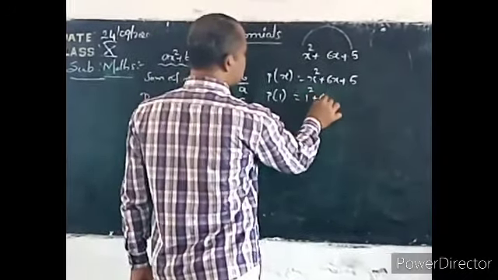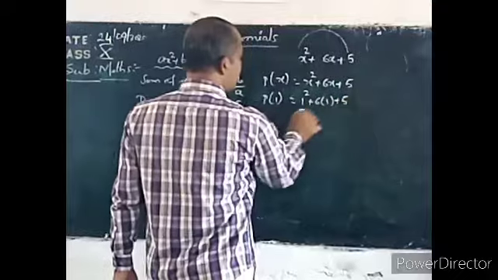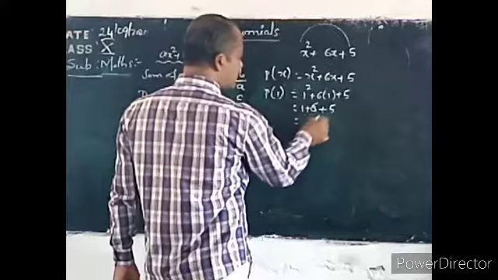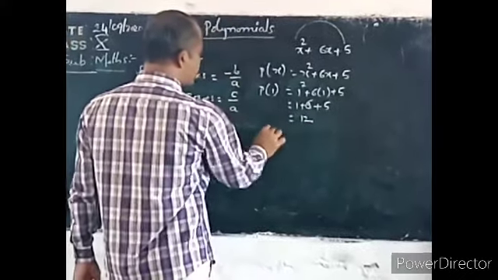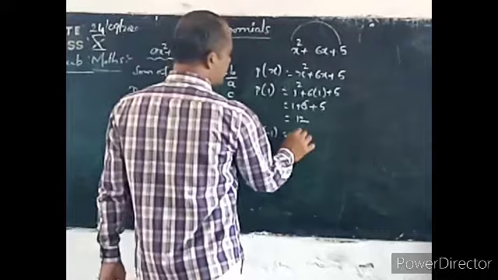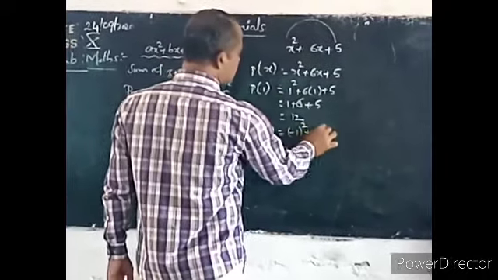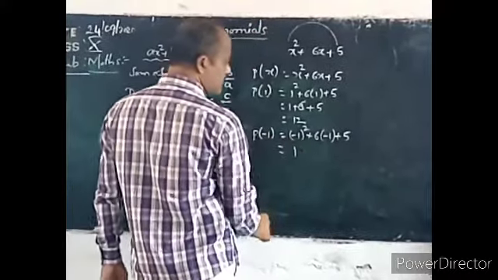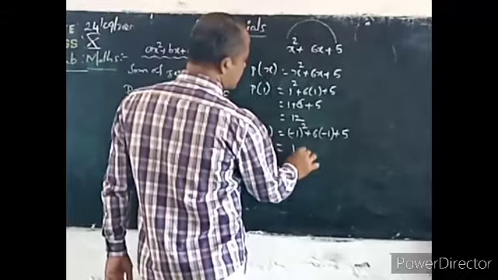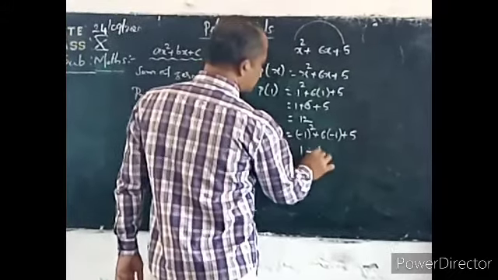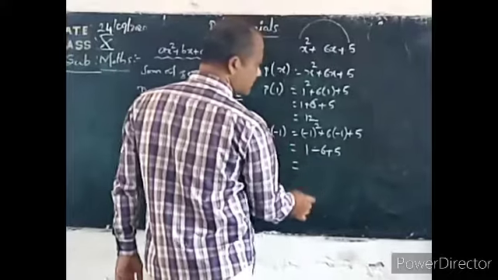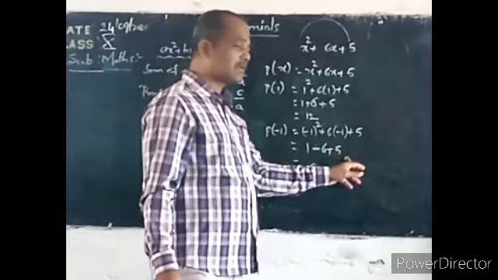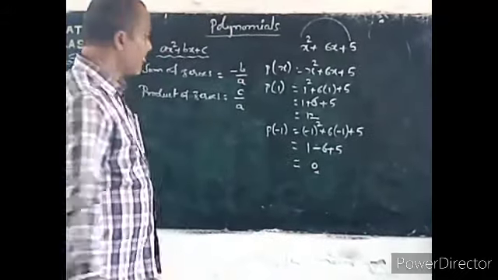1 square plus 6 into 1 plus 5. 1 square is 1, 6 into 1 is 6, plus 5. The total is how much? 12. Next, p of minus 1. How much? Minus 1 square plus 6 into minus 1 plus 5. Minus 1 square is 1 plus minus 6 plus 5. How much is it? 0. 1 plus 5 is 6, 6 minus 6 is 0.